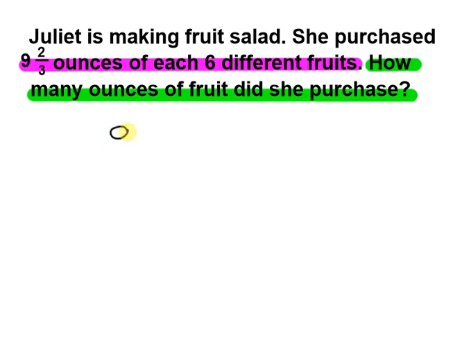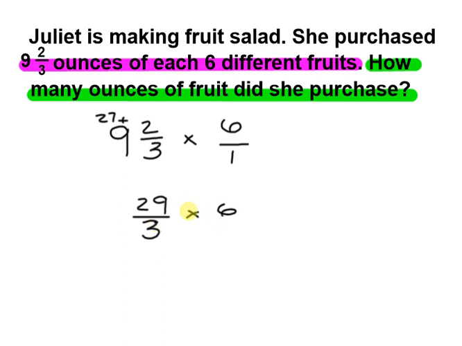So I'm going to multiply 9 2/3 times 6. Now I'm going to throw that 6 over the 1, but I also have to take care of this mixed number. I need to turn it into an improper fraction. So 3 times 9 is 27, plus 2 is 29. So 29 over 3 times 6 over 1. And I'm going to see if I can cross cancel so I don't end up with a really big number. So 29 and 3 can't go anywhere. 6 and 1 can't go anywhere.